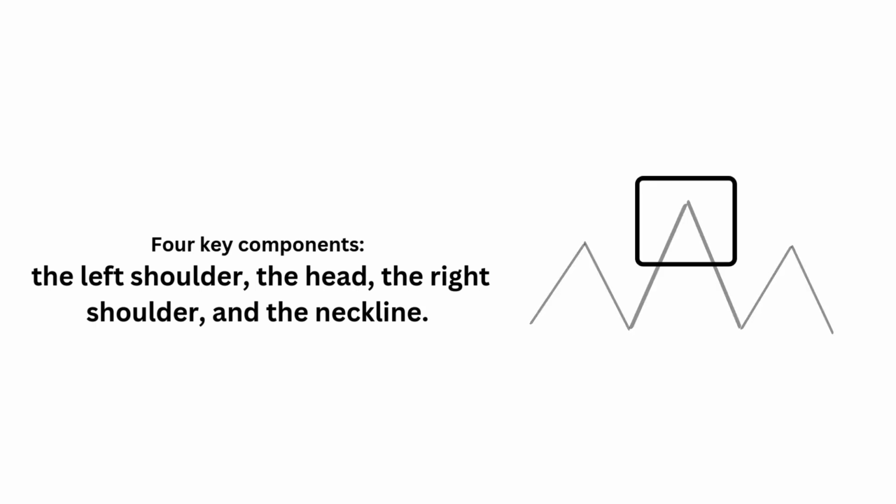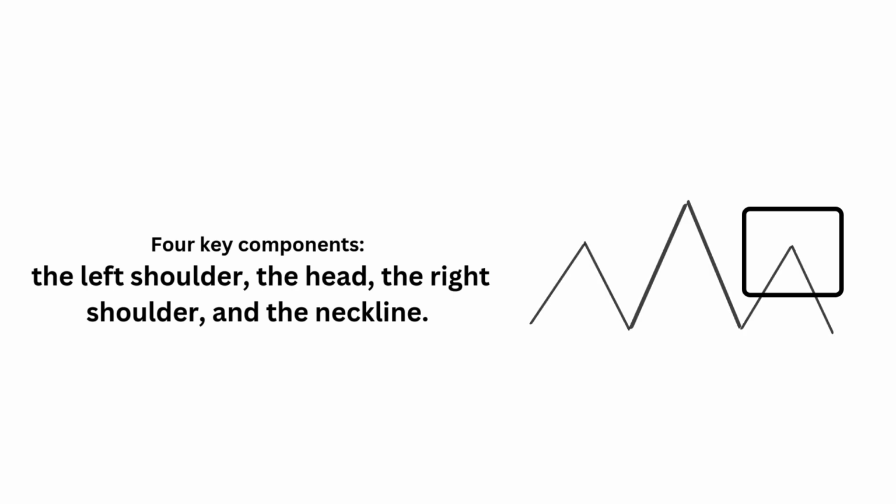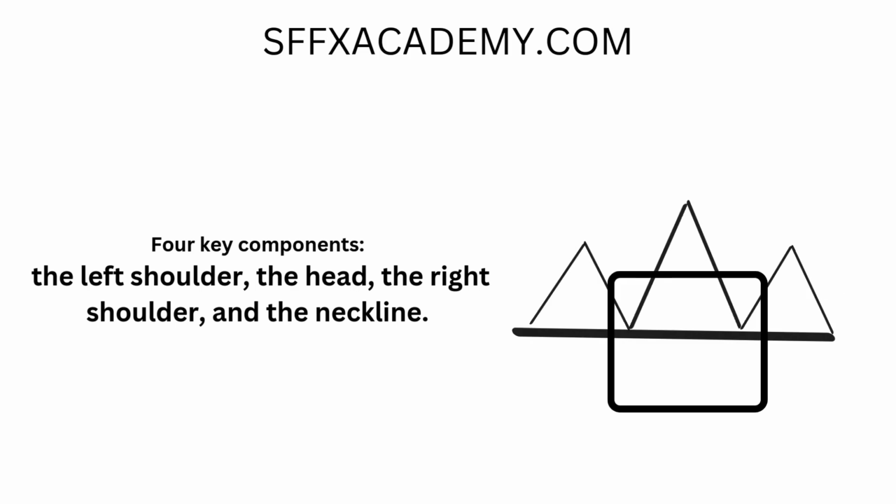Head. The head is the highest point of the pattern. It forms when the price rises above the left shoulder, then retraces again. This peak shows that buyers tried to push the price higher but couldn't sustain the momentum. Right shoulder. The right shoulder forms after the head. It's typically lower than the head, but similar in height to the left shoulder. The formation of the right shoulder indicates that the bullish momentum is fading and sellers are gaining control.